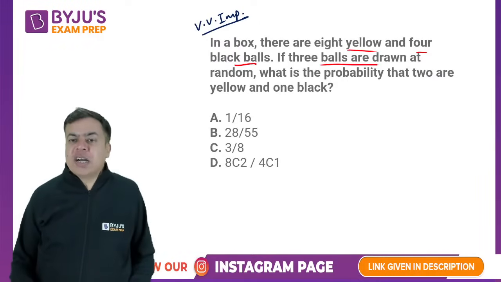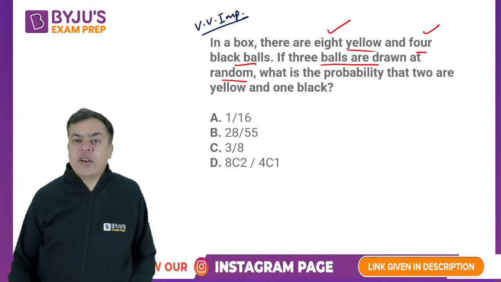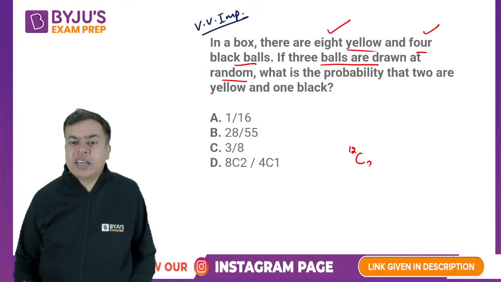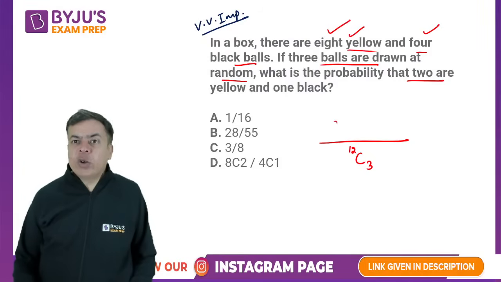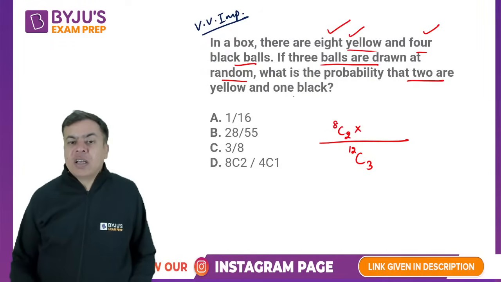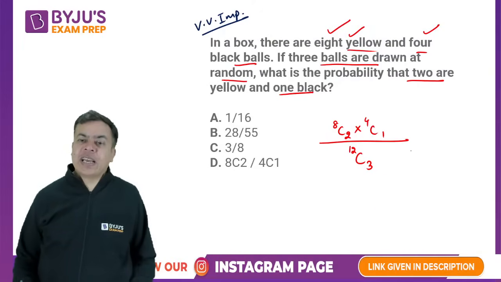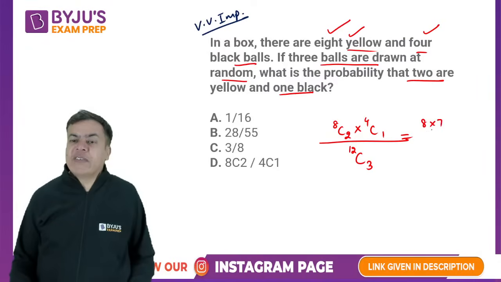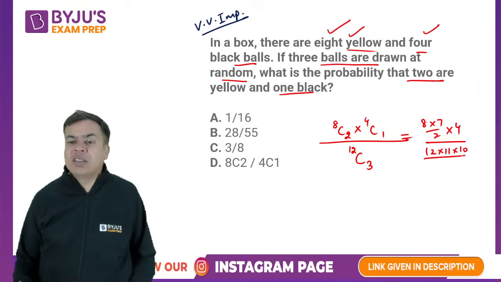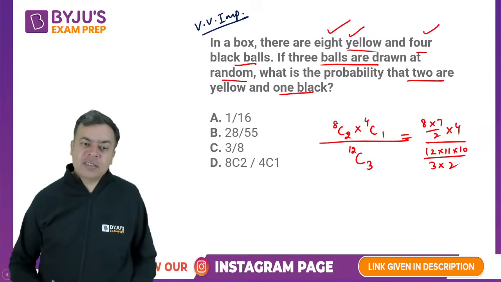Now, if 3 balls are drawn, the total cases: because you are selecting 3 random balls, how many balls were there? 8 and 4, 12. So you are selecting 12C3. This is the total. What is the probability that 2 are yellow? So favorable cases: out of 8 you select 2 yellow, and out of 4 you select 1 black. So this is your favorable case. So 8 into 7 by 2 into 4 by 12 into 11 into 10 by 3 into 2. Right? This is the case.